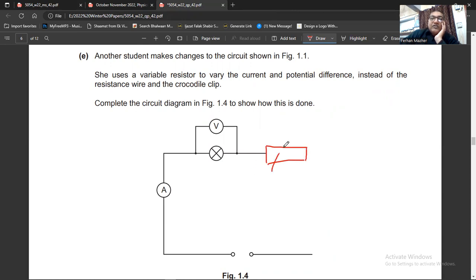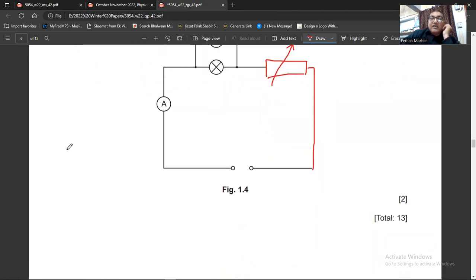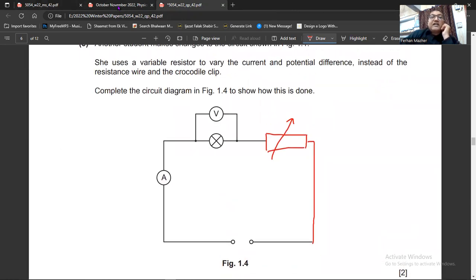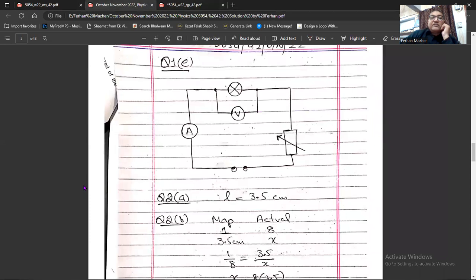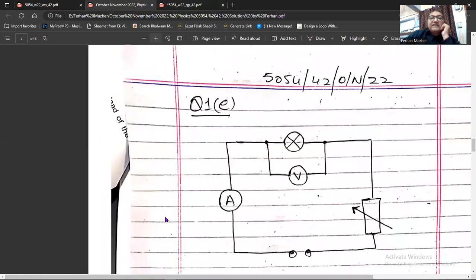Here we go. You put a line like this. You put an arrow here. And here we go. So this is the symbol for the variable resistor. Okay, so complete the circuit diagram. Let me show you. I've done this here also. So you can see this.